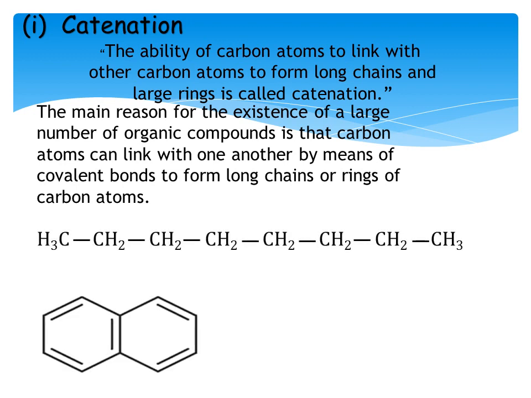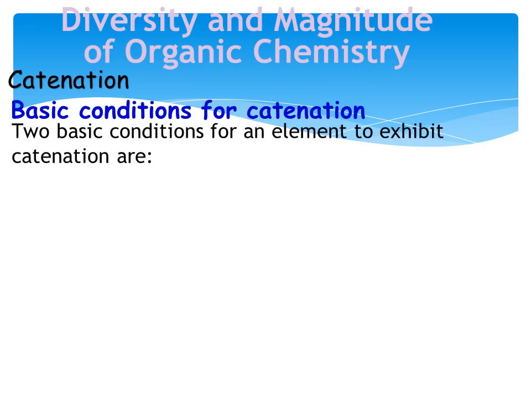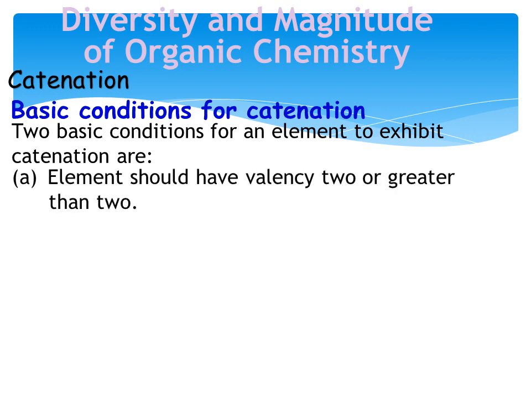And we have examples. In the first case we have the example of octane, and all the carbons are singly bonded with another carbon atom in a straight line. But in the second example we have two benzene rings fused together in the structure of naphthalene, and here the carbon atoms are linked in the form of a cycle. And the third example is that of cyclohexane. So again the carbon is linked with another carbon in the form of rings.